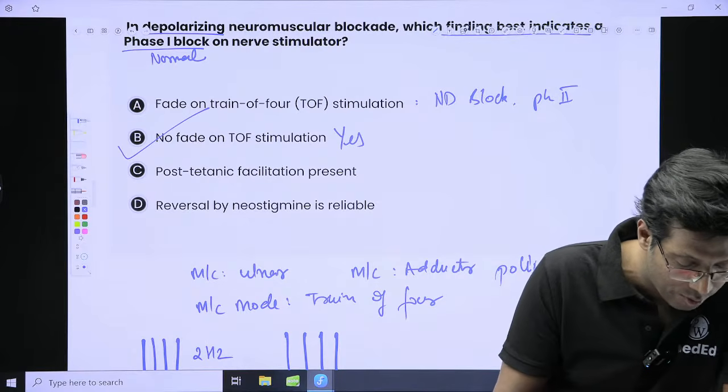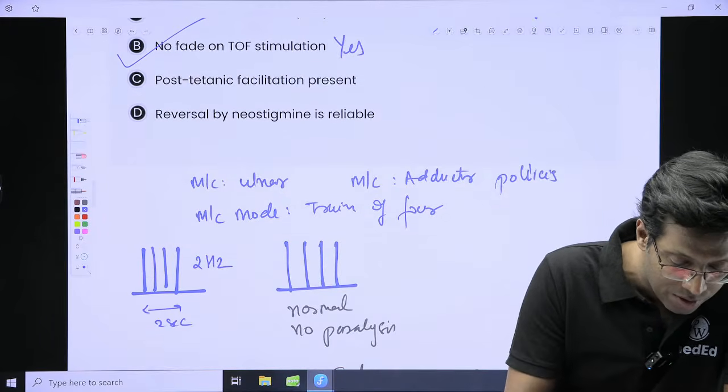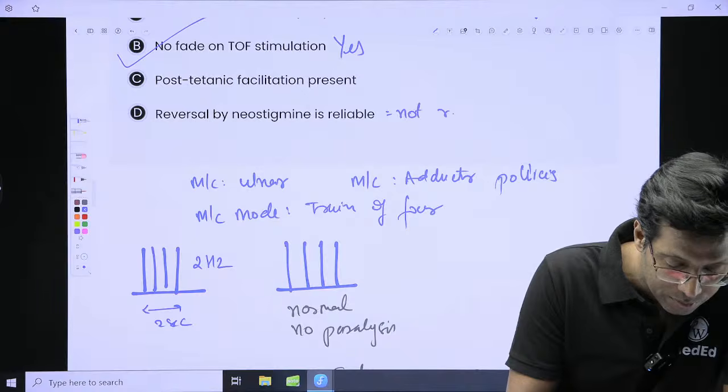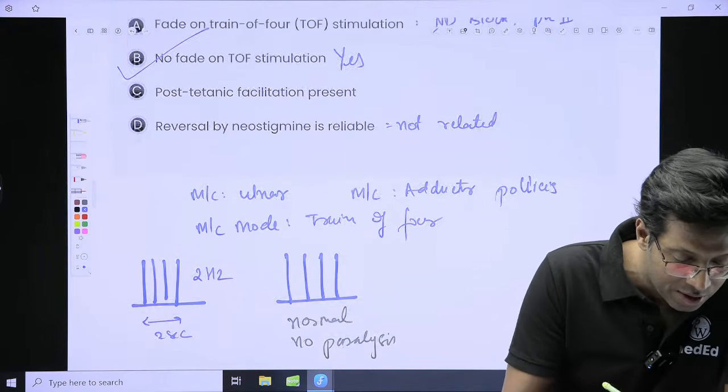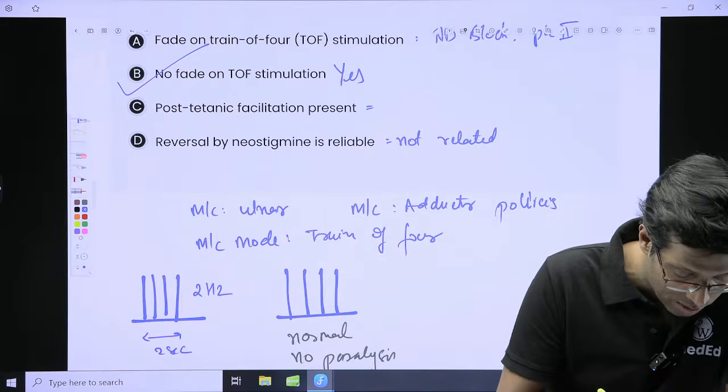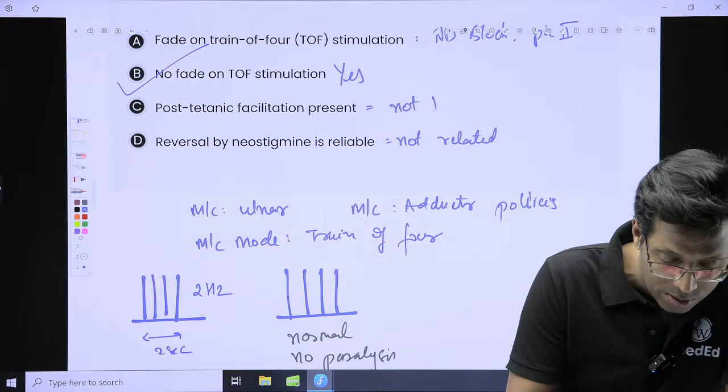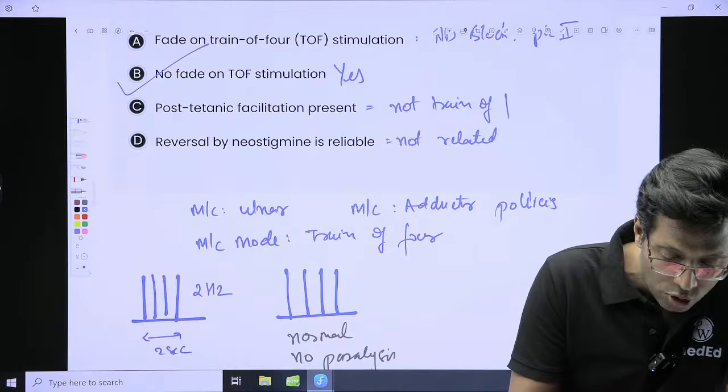You are going to get no fade. Reversal by neostigmine is not related over here. Post-tetanic facilitation is some other mode. It is not train of 4 mode.